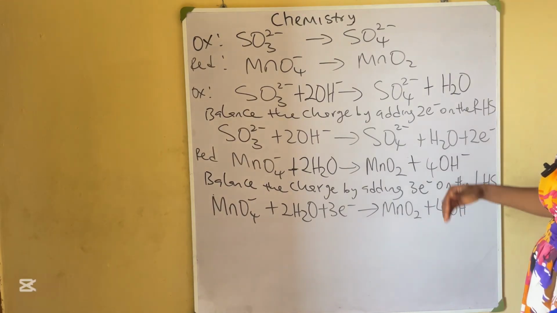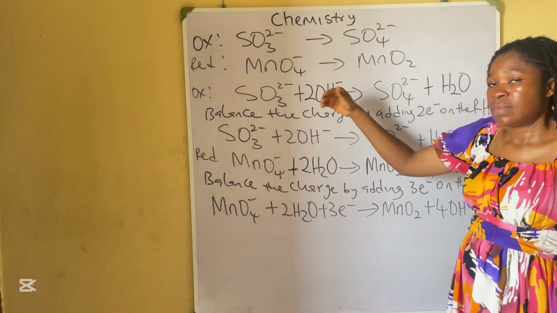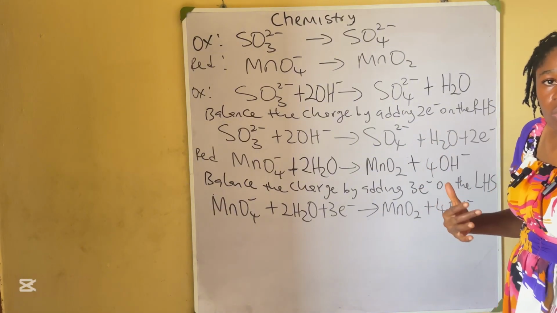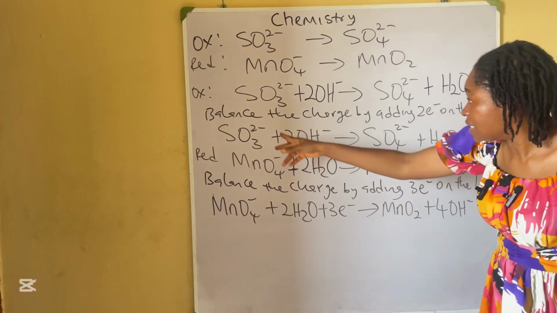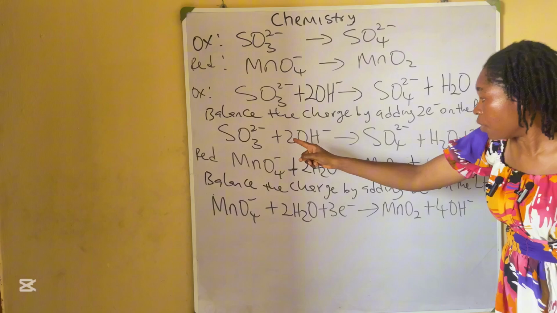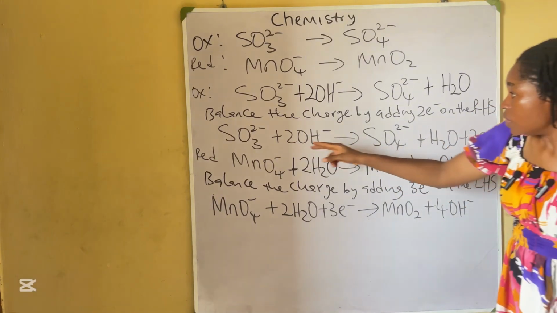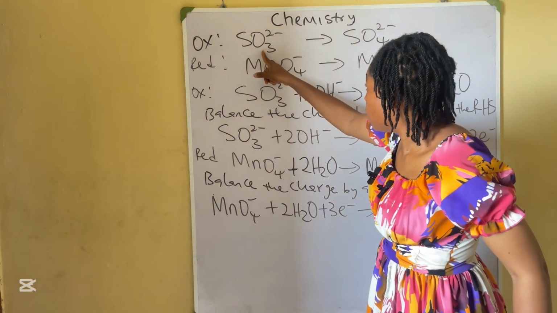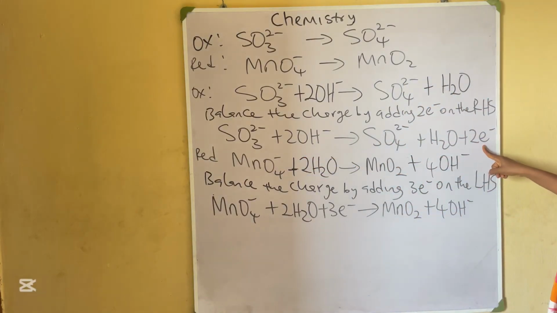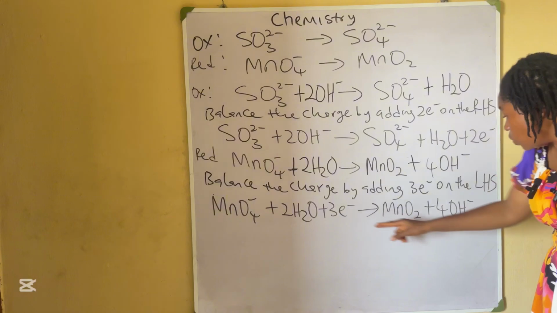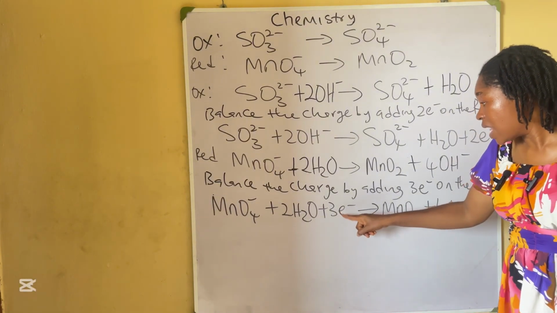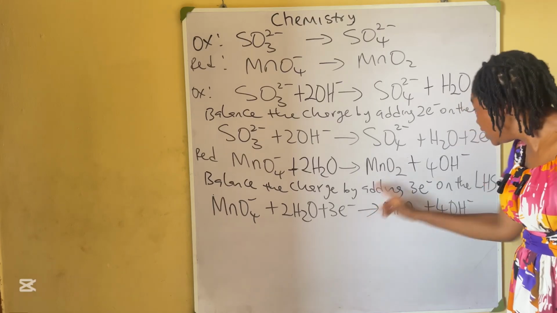So remember, we're using agents. We donate the electron to what? Oxidizing agent. So electron loss is equal to what? Electron gain. So what it means is that for oxidation, thiosulfate donated what? 2 electrons to be oxidized. And this one accepted what? 3 electrons to be reduced. So the electron loss must be equal to what? Electron gain. And these are not equal.